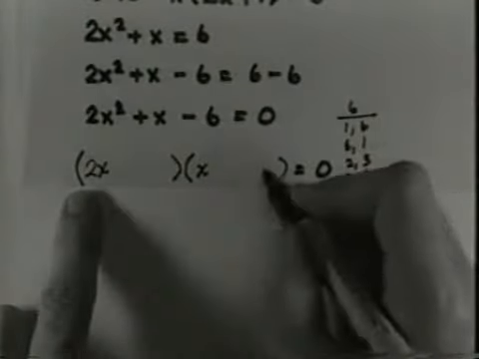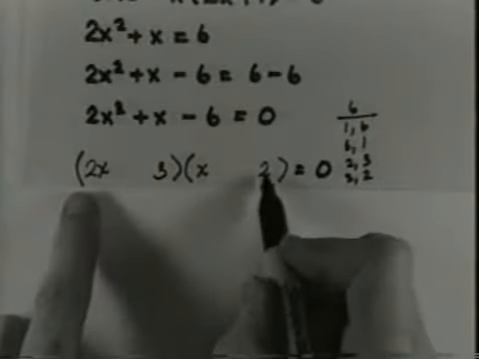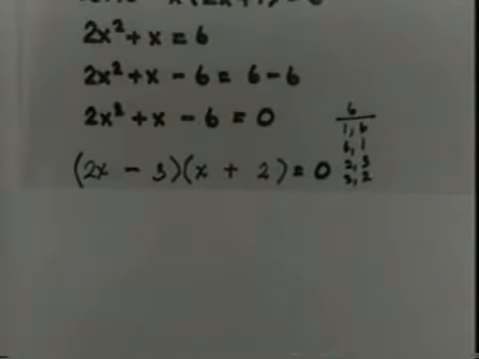I want the 2x times 2 and the 3 times x. This gives me 4x, 3x. 4x must be positive so that I'll get a positive result, negative for the 3x. So my factors are 2x subtract 3 and x add 2. Now we're ready to set each of those equal to 0 and solve. So we have 2x subtract 3 equals 0, or x add 2 equals 0.